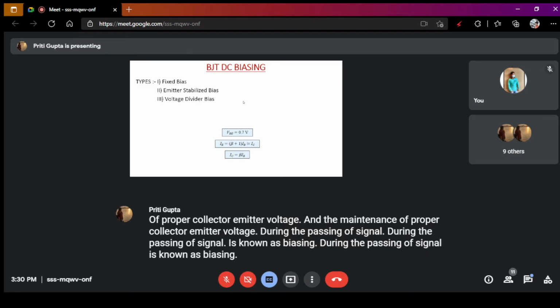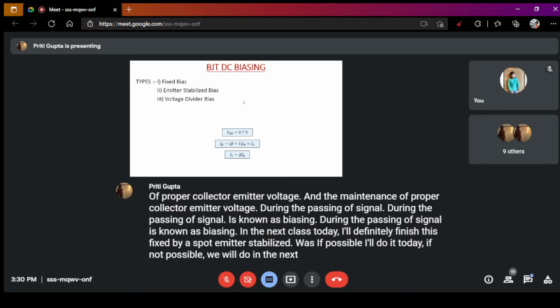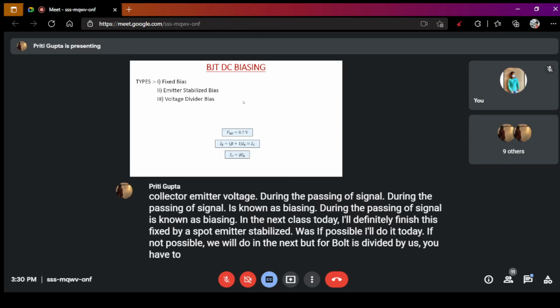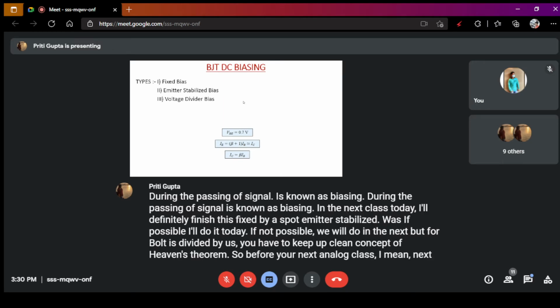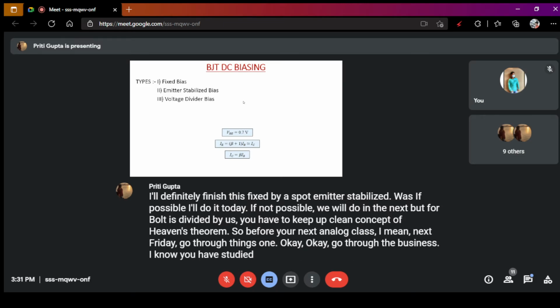Today I'll definitely finish this fixed bias part. Emitter stabilized bias, if possible, I'll do it today. If not possible, we will do it in the next class. But for voltage divider bias, you have to keep a clear concept of Thevenin's theorem. So before your next analog class, next Friday, go through Thevenin's once. I know you have studied it in your circuit theory also, but again go through this Thevenin's part.